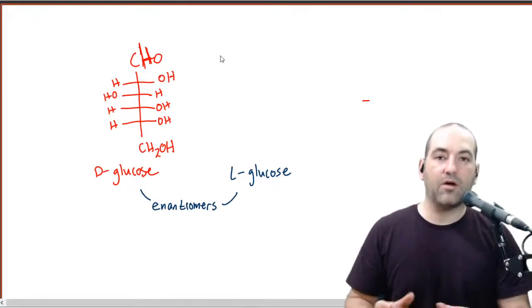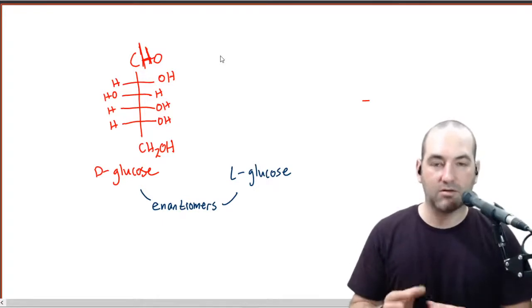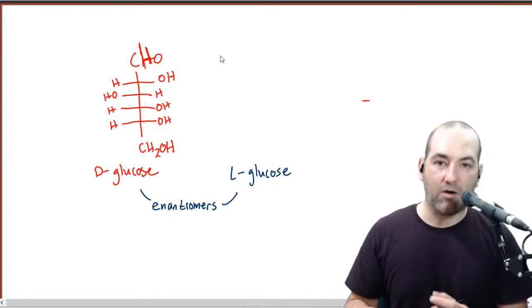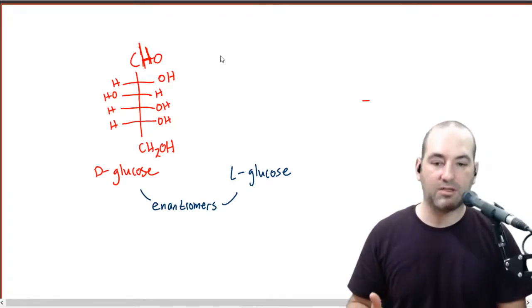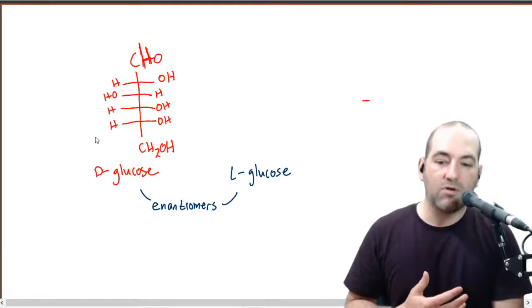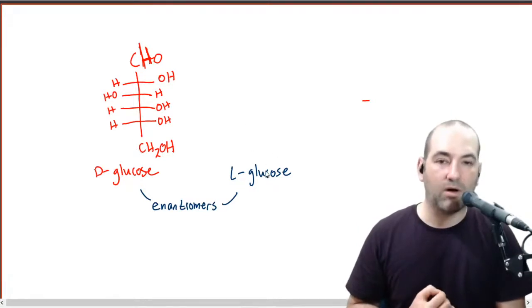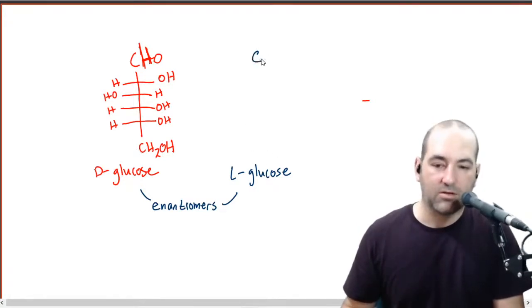And when we did all that mirror imaging of those single carbon molecules earlier, what we found was that the enantiomers always flipped the dashes and wedges. They flipped all the stereochemistry. So if you know the stereochemical configurations of the D sugar, you can also get the L one by flipping everything. Let me show you what that looks like.